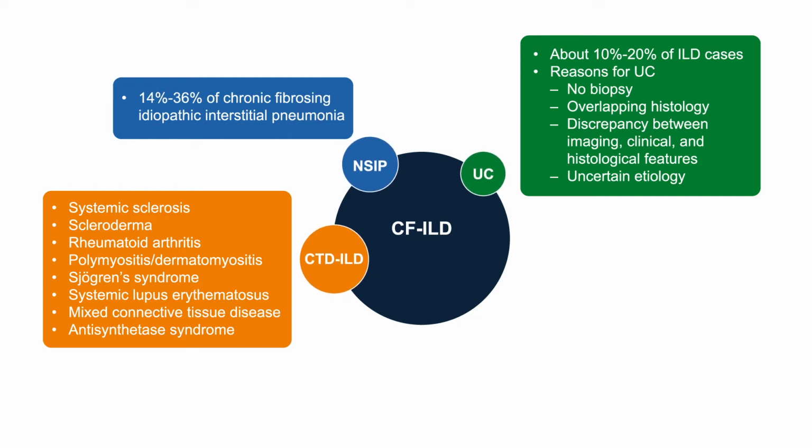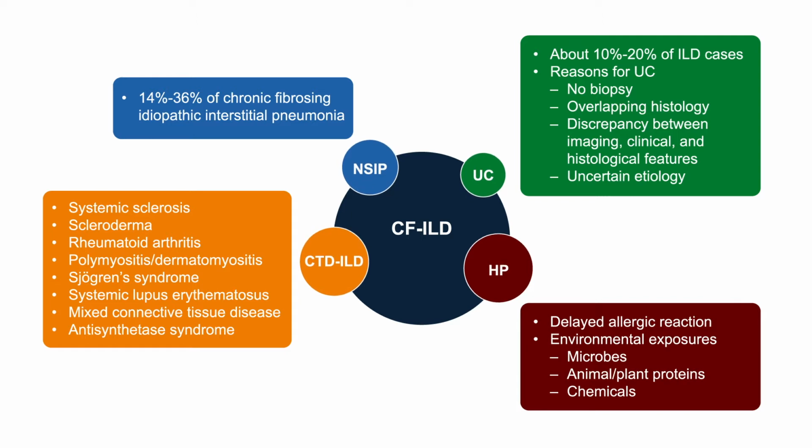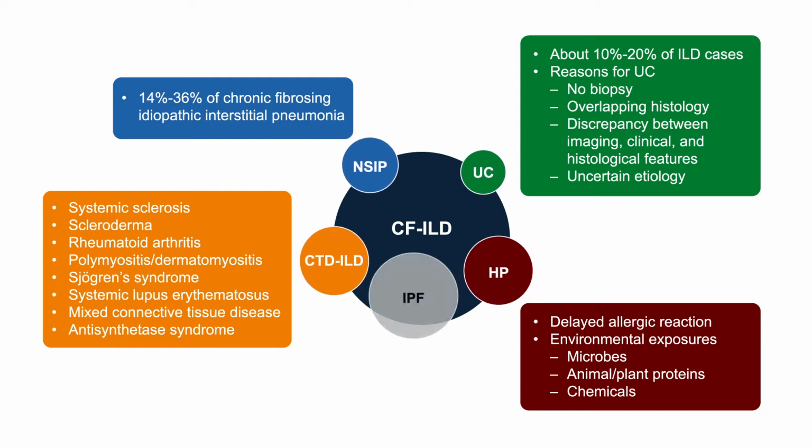We want to be able to separate out groups. Hypersensitivity pneumonitis, we know that it takes place mostly in the upper lobes of the lung. They have a delayed type 3 or 4 allergic type of reaction, and there's environmental exposures. And then you have the granddaddy of them all, which is idiopathic pulmonary fibrosis, which we all know how to define, and that's easy.